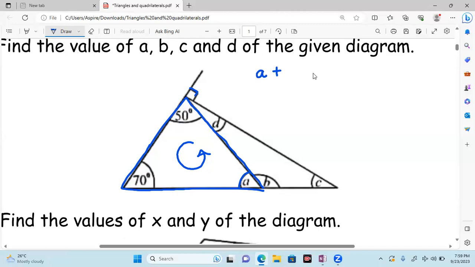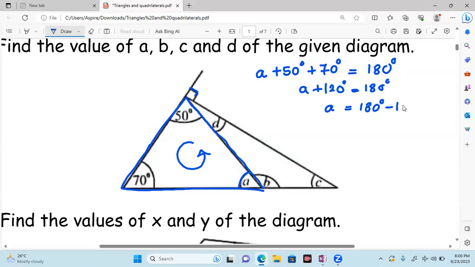A plus 50 degrees plus 70 is equal to 180. Okay, so A plus 50 plus 70, that is 120, is equal to 180. Then A is equal to 180 degrees subtract 120. Therefore, it is equal to a 60 degree angle.